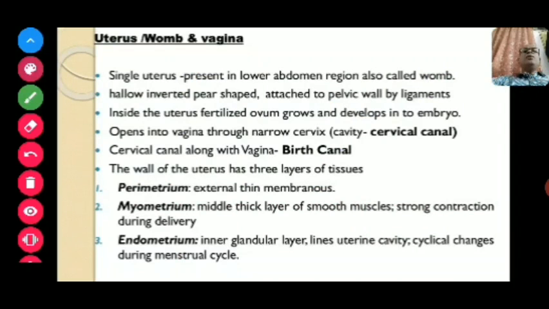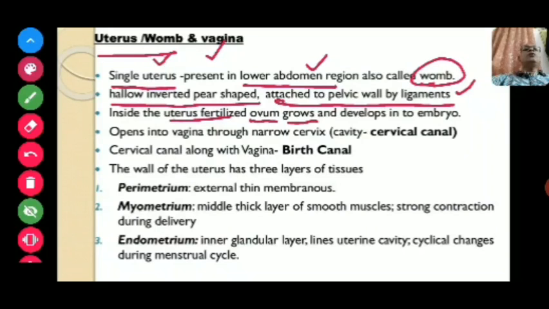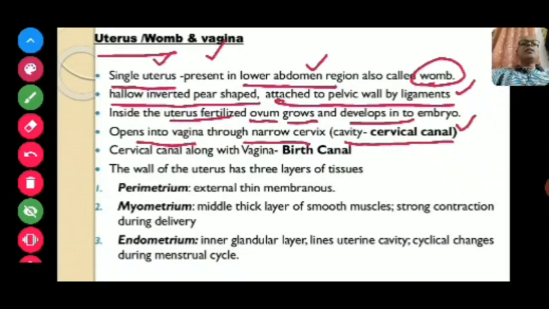Now, as you know, about the uterus or womb and vagina: in the human body there is a single uterus present in the lower abdomen region, also known as the womb. It is a hollow, inverted pear-shaped organ attached to the pelvic wall by ligaments. Inside the uterus, the fertilized ovum grows and develops into the embryo. It opens into the vagina through the narrow cervix called the cervical canal, and this cervical canal along with the vagina is also known as the birth canal.